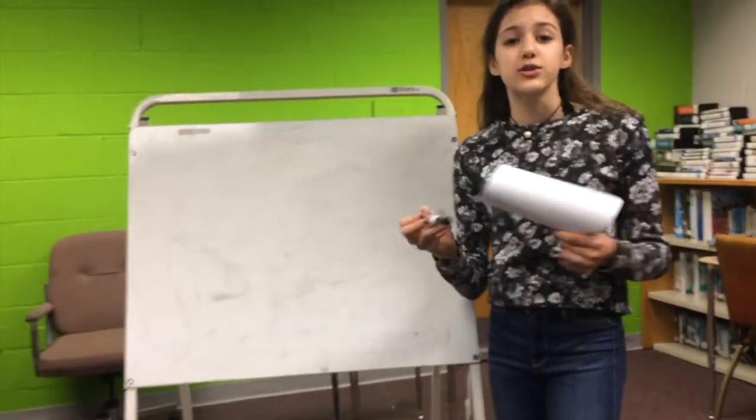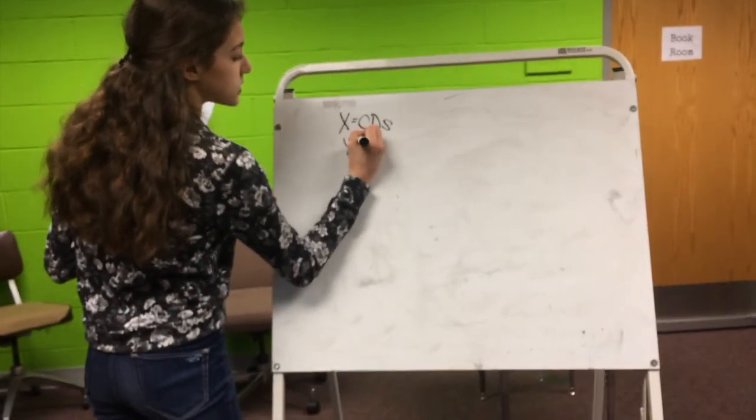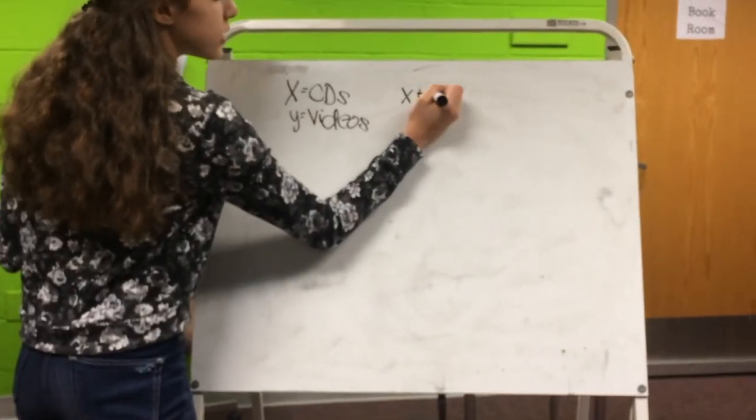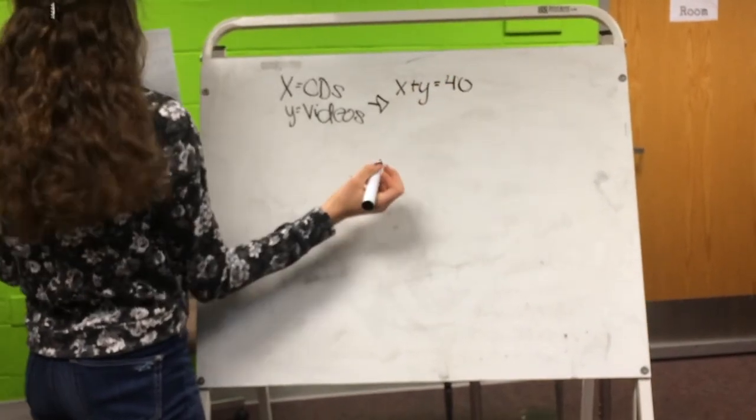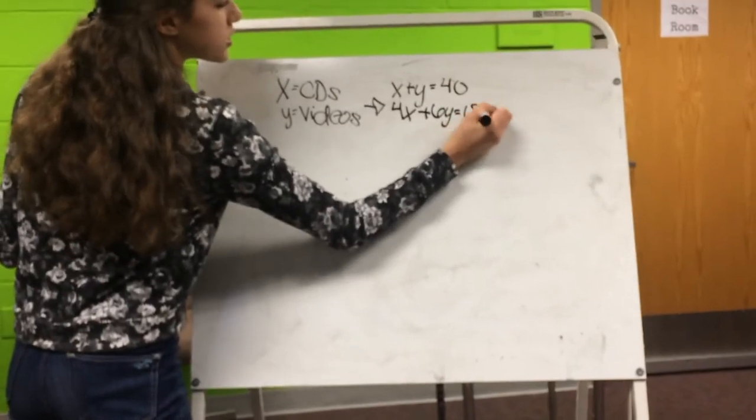So the first thing you're going to want to do is write a system of equations for the problem. So you have to define your variables, which x equals the CDs, and y is going to equal the amount of videos. And now you're going to have to make an equation for that. x plus y is going to equal 40, and then we're going to do 4x plus 6y equals 180.